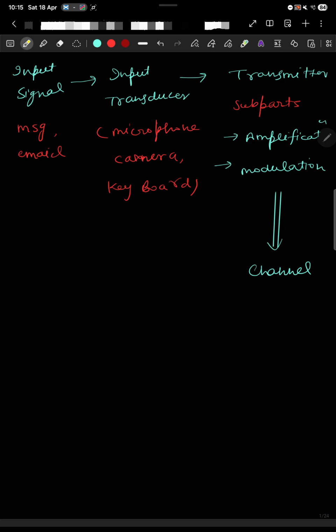But we are not going to write about the repeaters after the channel. So we are going to write it separately. We use repeaters to regenerate the original signal.